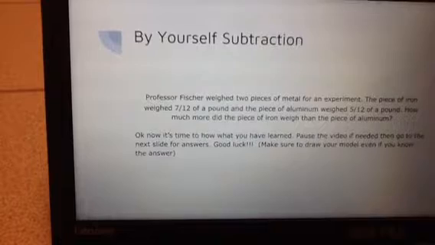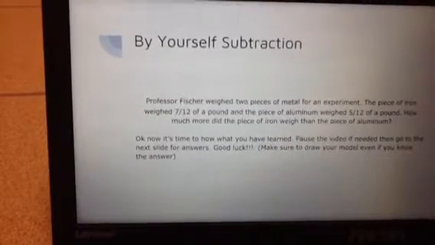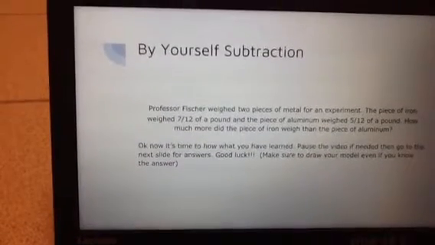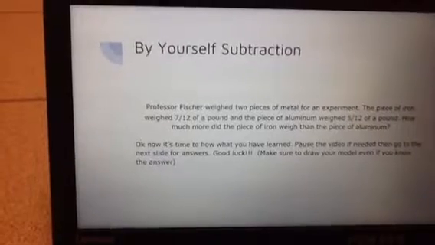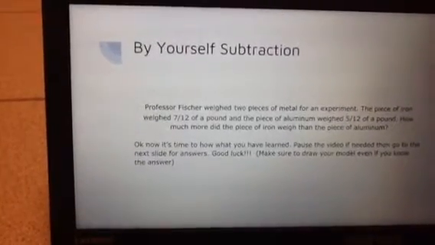Okay, now it's time to see what you have learned. Pause the video if you need to, then go to the next slide for answers. Good luck! Make sure to draw your model even if you know the answer.